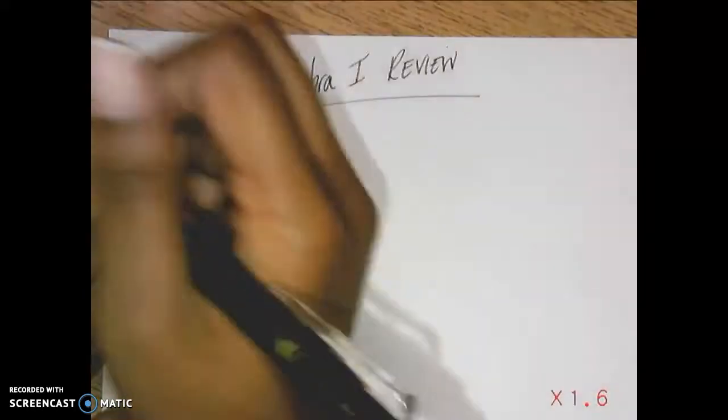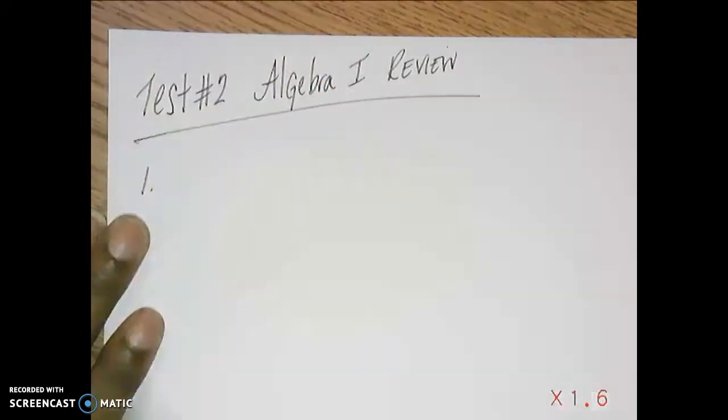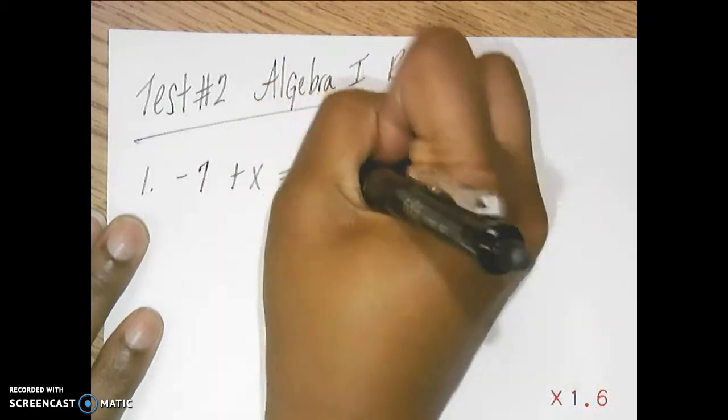Okay, y'all, so as promised, I told you I would do the odd problems. So the very first problem that's on your review is -7 plus x equals -9.